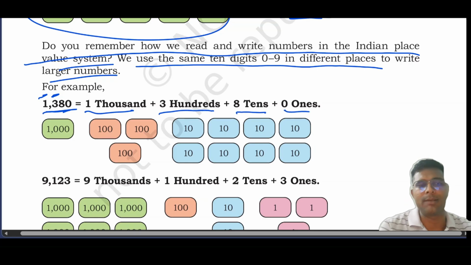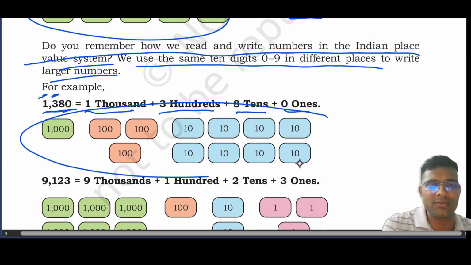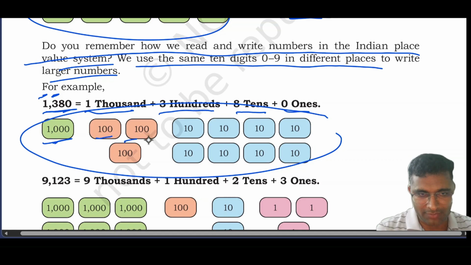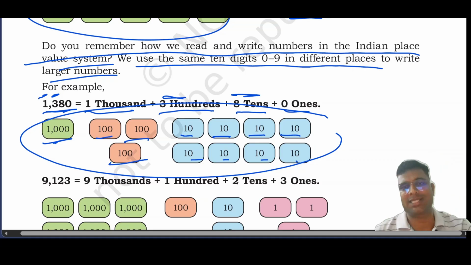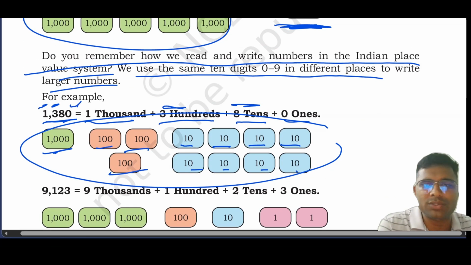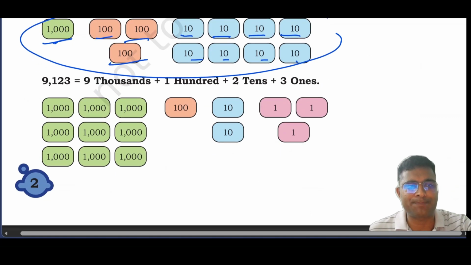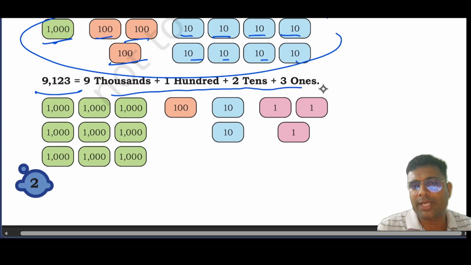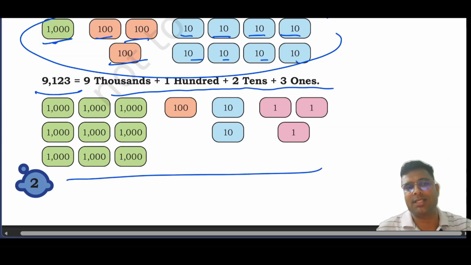8 tens and 0 ones. And you can also present this number in this way: this is the box of 1000, and there are total 300, so 100, 100, 100. How many tens are there? There are total 8 tens, so 1 ten, 1 ten, 1 ten, and so on, total 8 tens, it means 80. And how many ones are there? There is no one, it is 0, so there is no box for ones. In the same way you can write 9100, 2 tens, 3 ones, and you can represent it in this way.